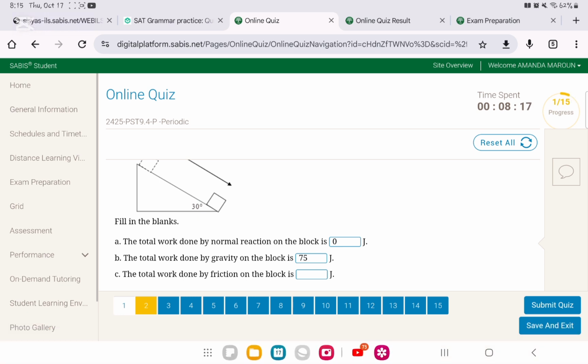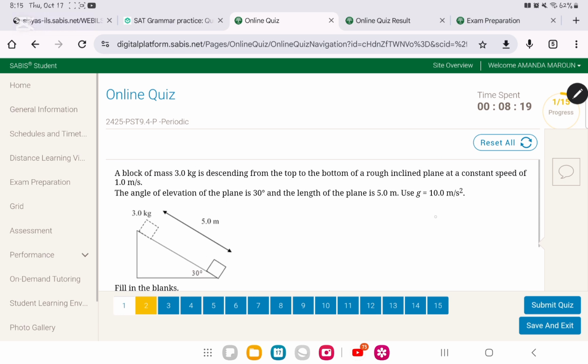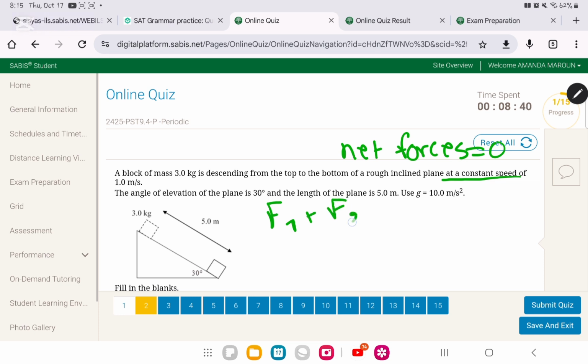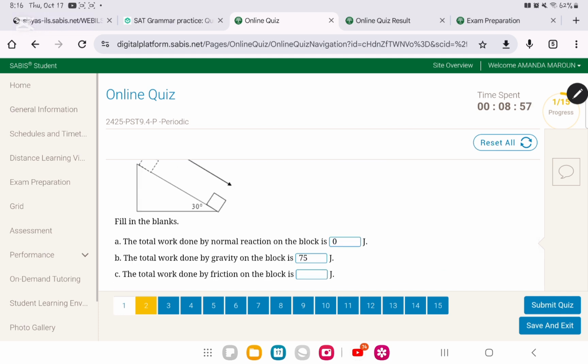Now the total work done by friction. Very, very important: they told us that it is at a constant speed. Constant speed means the net force is equal to 0. Net force means force 1 plus force 2 plus force 3, etc., is equal to 0. Here we have only 2 given forces, which is the force of weight plus the force of friction. Instead of using force, we can easily use the work because the distance doesn't matter. So you can do that.